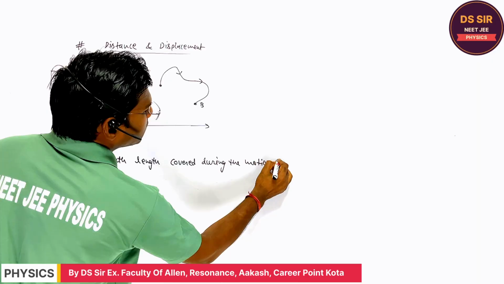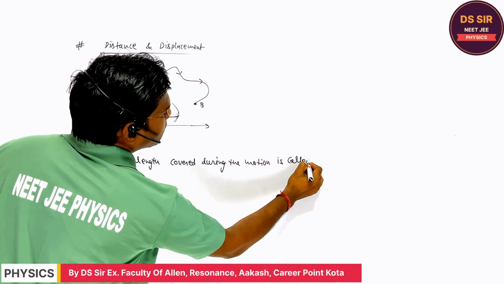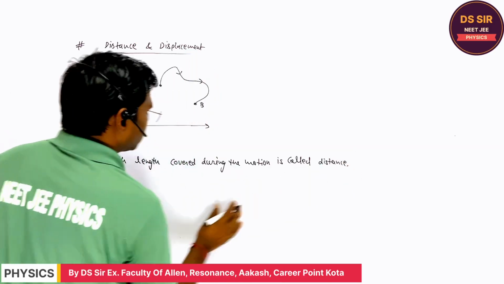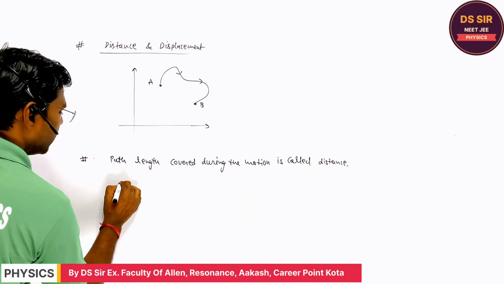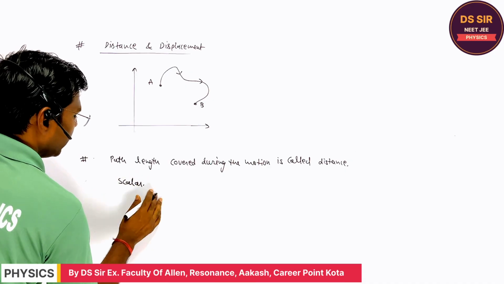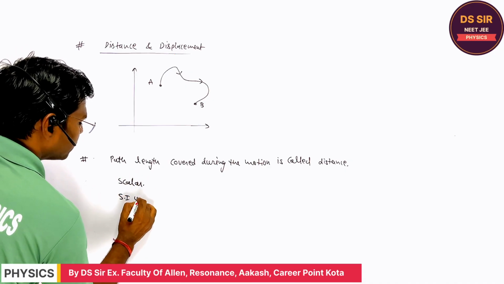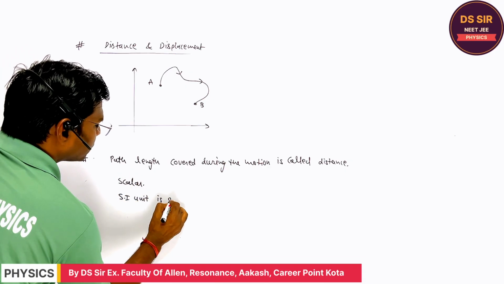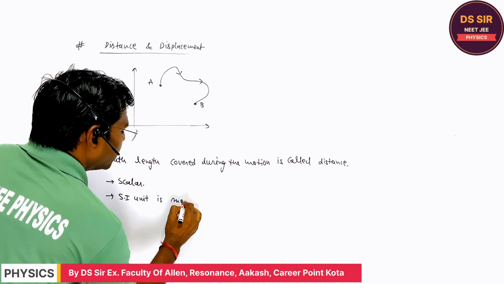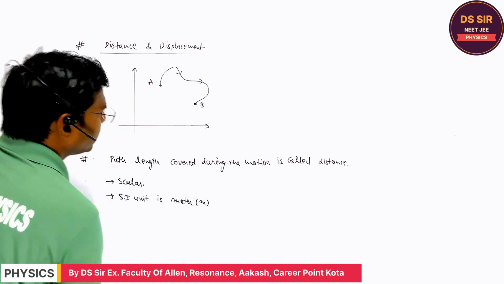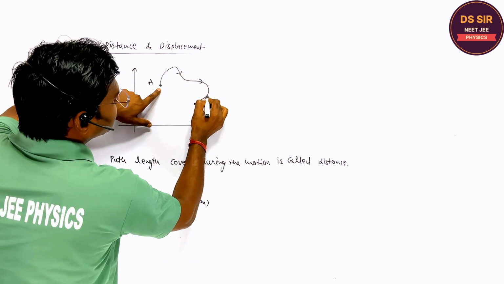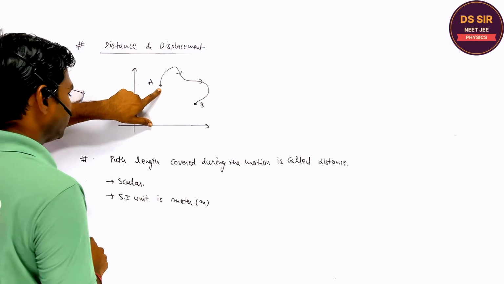The path length covered during the motion is called distance. This is the first thing. It is a scalar quantity, and the SI unit is meter. It is represented by meter. That's it. This is the path length during the motion, and this is called the distance.